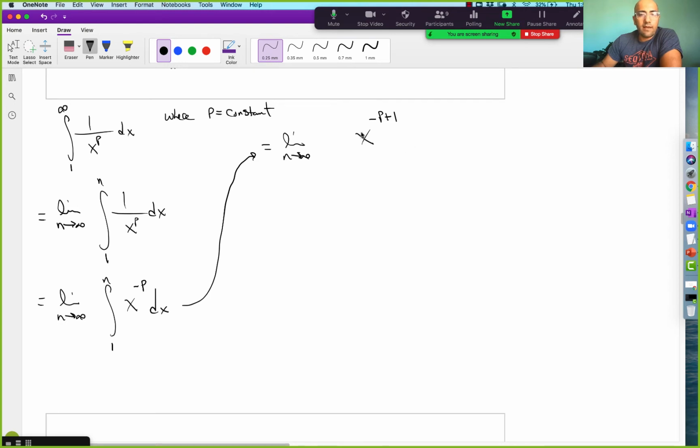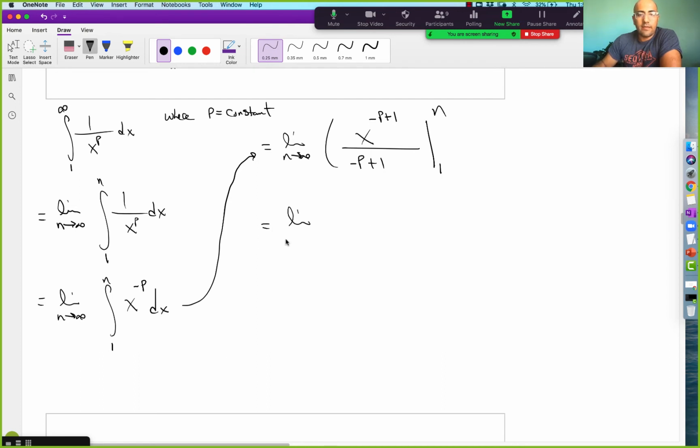So it's kind of a guess and check game here. If I think of the derivative of this, I would bring that exponent out in front and then subtract 1 from the exponent, which would give me that minus p. So then to get rid of that constant that you bring out in front, you divide by negative p plus 1. Good. And all of that gets evaluated from 1 to n.